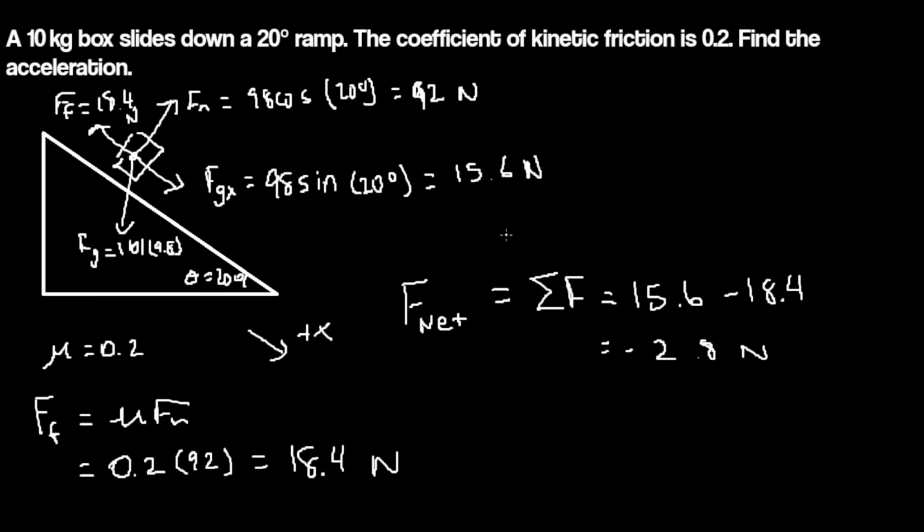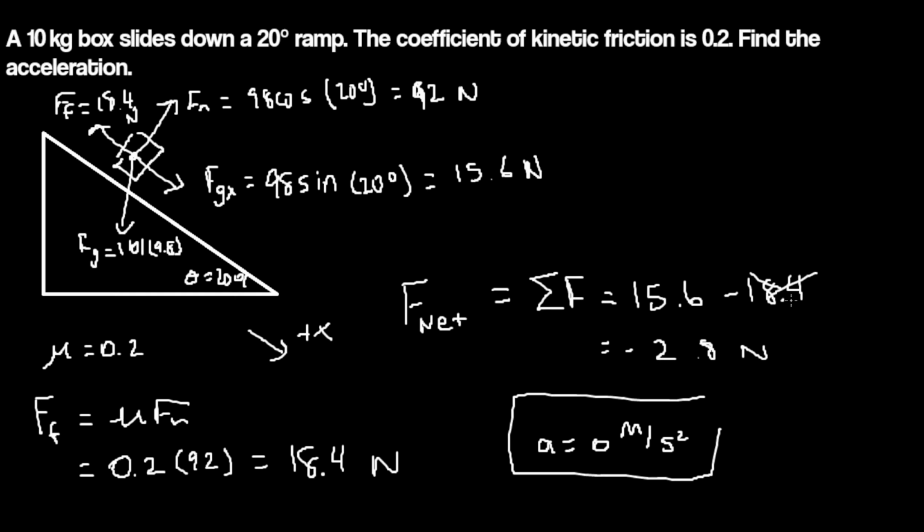So, in that case, our acceleration would be 0 meters per second squared. And that's because our frictional force would really only be 15.6 newtons. So this would be 0 newtons.